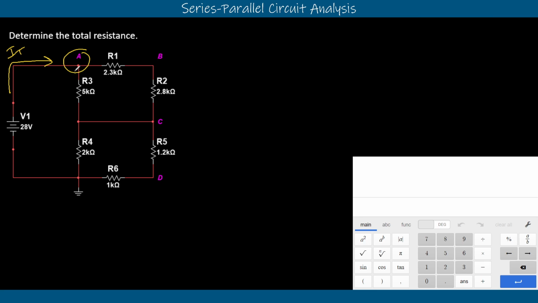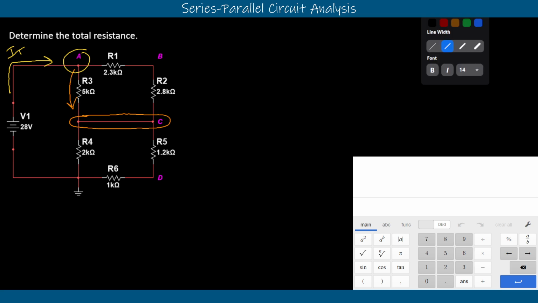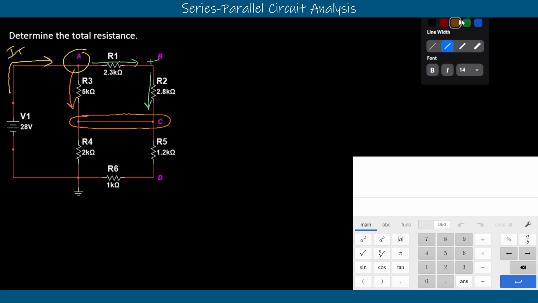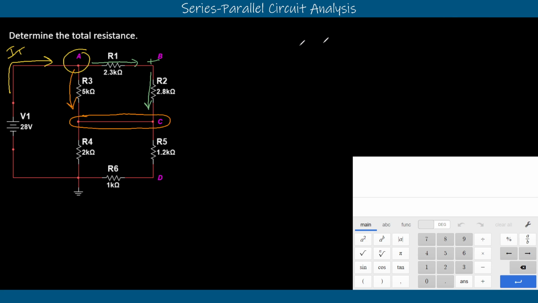It goes partially down through R3 to get to point C at this next node. And it can also go down the R1 and R2 branch to get to the bottom node as well, right? So that means that we have two pathways, which gives us a parallel combination, but we also have an AND in the middle of those, giving us a series combination. And so we can reduce those out.